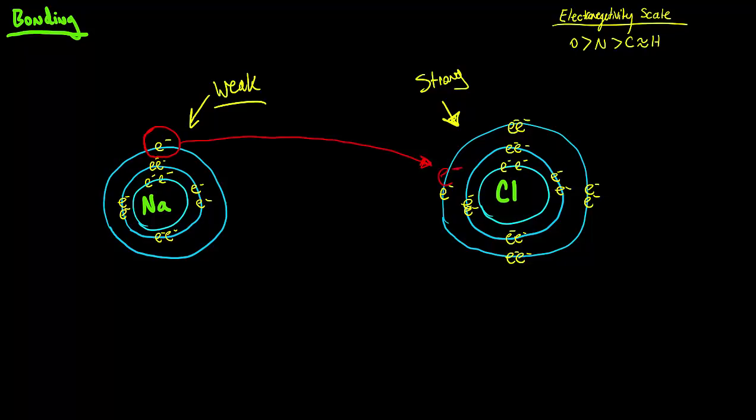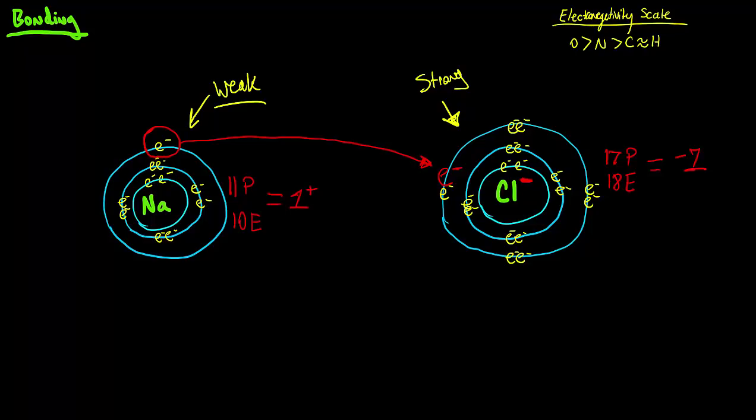And when chlorine picks it up, it becomes chloride, giving it a negative charge because the overall charge is -1 due to it having 17 protons and now 18 electrons. That equals a -1. Sodium, on the other hand, got rid of one of its negative charges, and it has 11 protons and now 10 electrons. So 11 minus 10 equals 1, or +1.